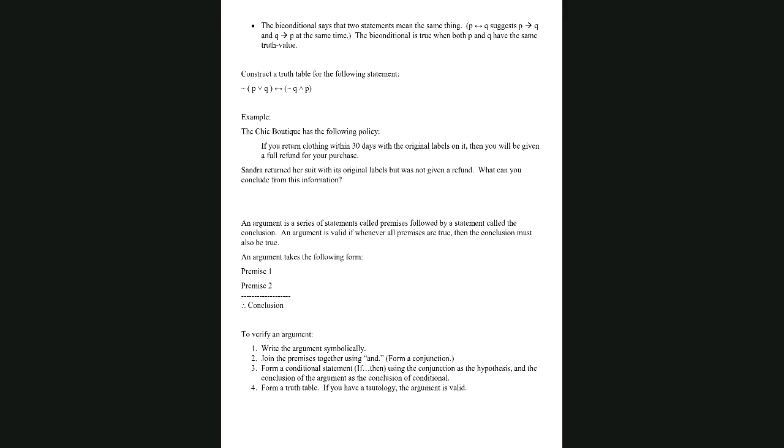All right. We also have something called the biconditional. The biconditional says that two statements mean the same thing, and it uses a double arrow. So what P double arrow Q means is, if P then Q, and if Q then P. The biconditional statement stands for if and only if, sometimes abbreviated IFF. So IFF is if and only if.